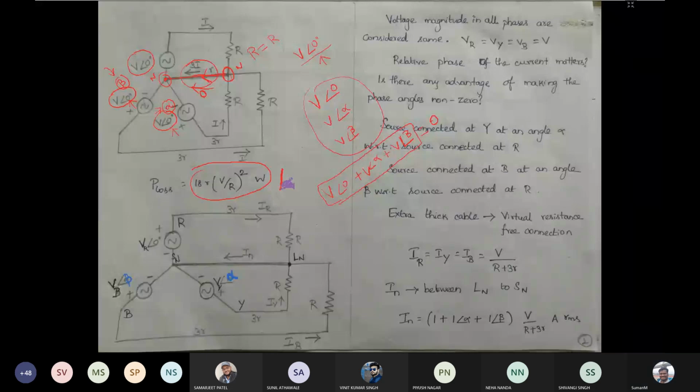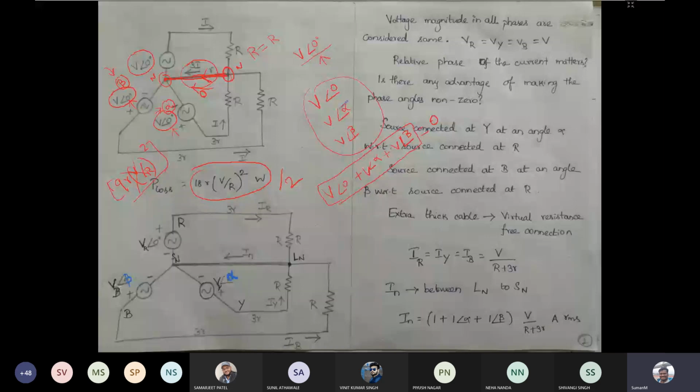reduced by half. Because this path has a power loss of 9 times (V by R) the whole square, only that particular cable, the thicker cable that connects the neutral point and neutral point, was having that power loss. The current flowing through that cable is made 0, because if you make this system balanced, no current will flow through the path. So if no current flows through the path, there is no power loss in that particular cable. So now the power loss can be reduced by 2.